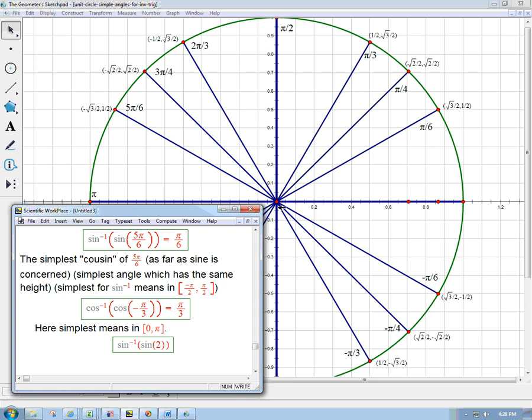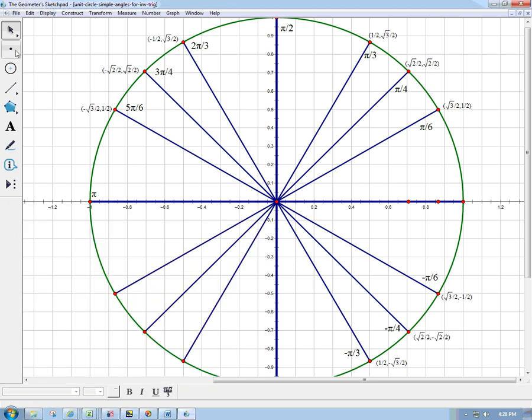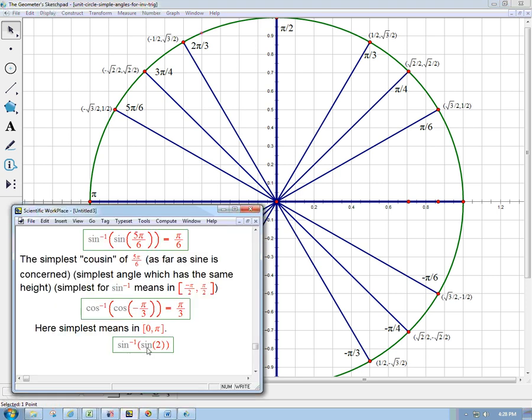2 radians means mark off this distance, which is 1 radius, then go 1, 2 of those, and somewhere around here is that point. Sorry, right around here is that 2 radians. It's a little less than 2 pi over 3 because pi is a little bit bigger than 3. Okay, so that has a perfectly well-defined sine. It has a certain height.